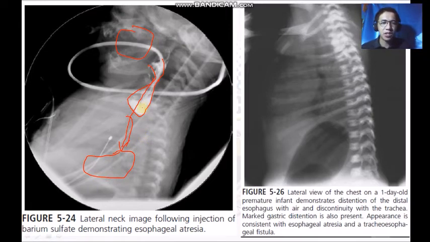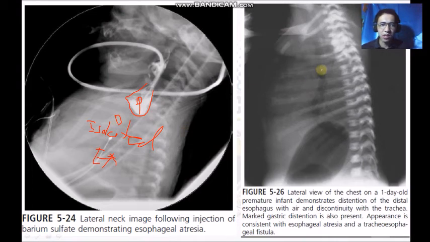But since the esophagus is cut off, and also we cannot demonstrate the trachea, that means this is letter A, the isolated esophageal atresia. That means the opening of the esophagus towards the distal portion is cut, no? So the proximal and the distal esophagus are not connected.